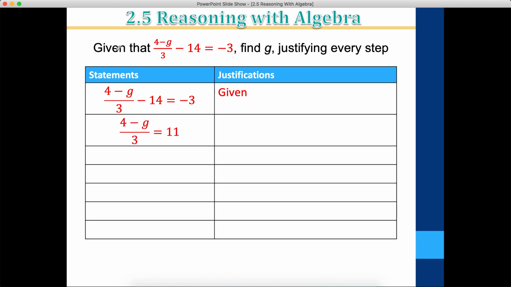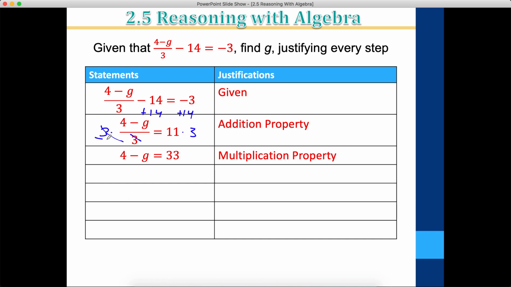From here, I'm sure what you probably did is you added 14 to each side. And once you add 14 to each side, you end up getting the first box in the second row. And since we added 14 to get here, we cite the addition property as our justification for why this is true. From here, you probably multiplied each side by 3. That would be the multiplication property, obviously.